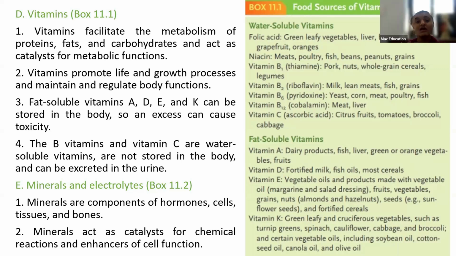What is the function of vitamins? It promotes the life and growth process. It maintains and regulates the body functions. Fat soluble vitamins are A, D, E, and K and can be stored in the body. So an excess can cause toxicity.